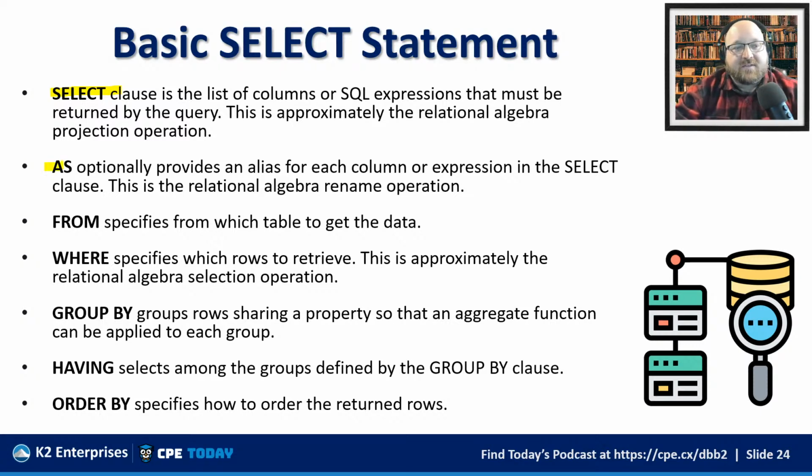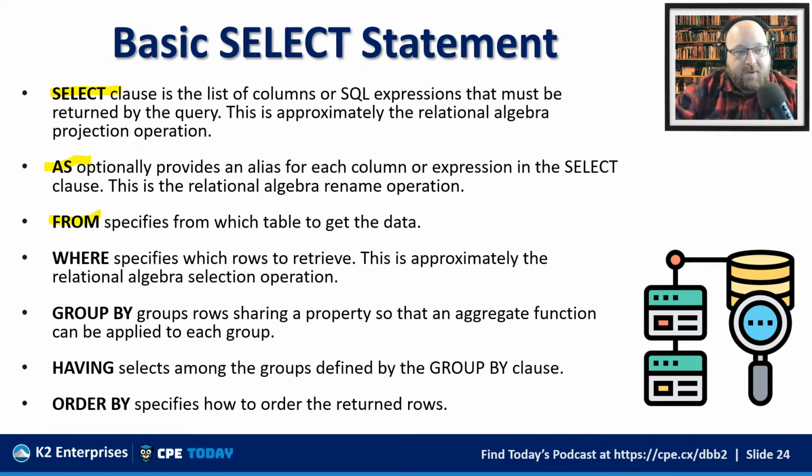Now we can alias things. So maybe, for example, inside of our database it says order, underscore, ID, and you just want it to say order number. Well, you can alias things by telling it to call the column something different, and we use the AS verb to tell it to do that.